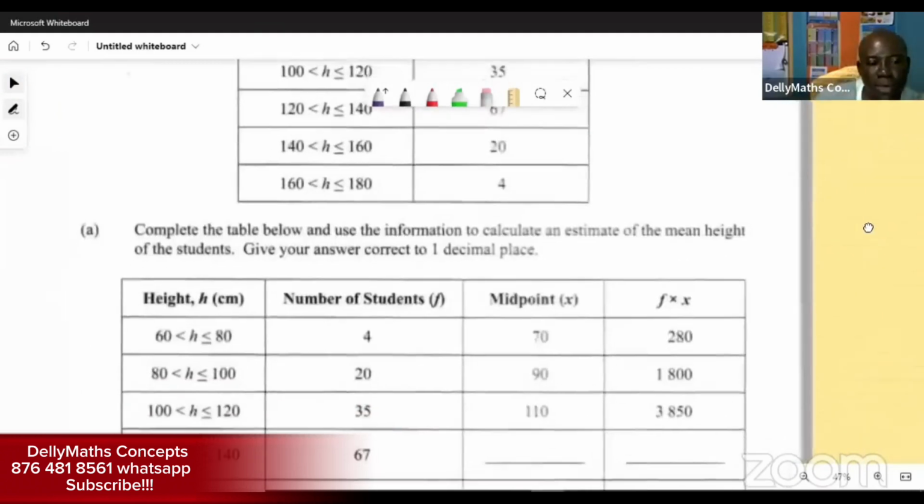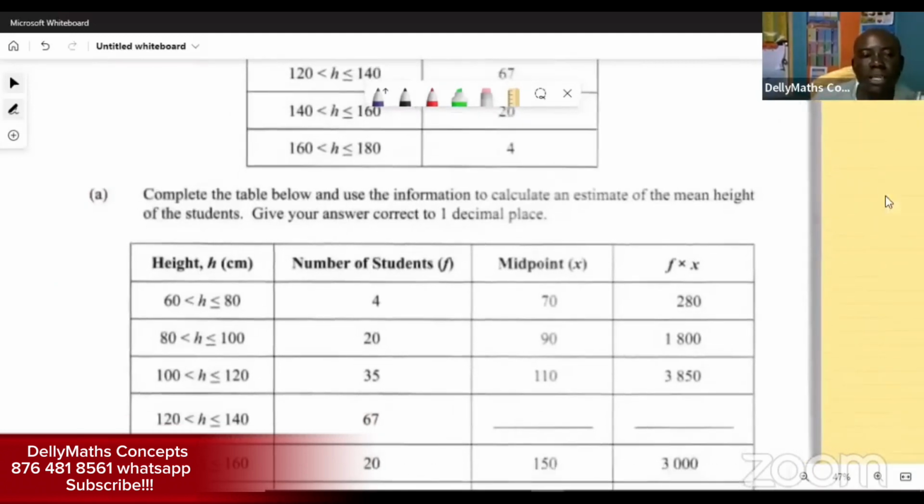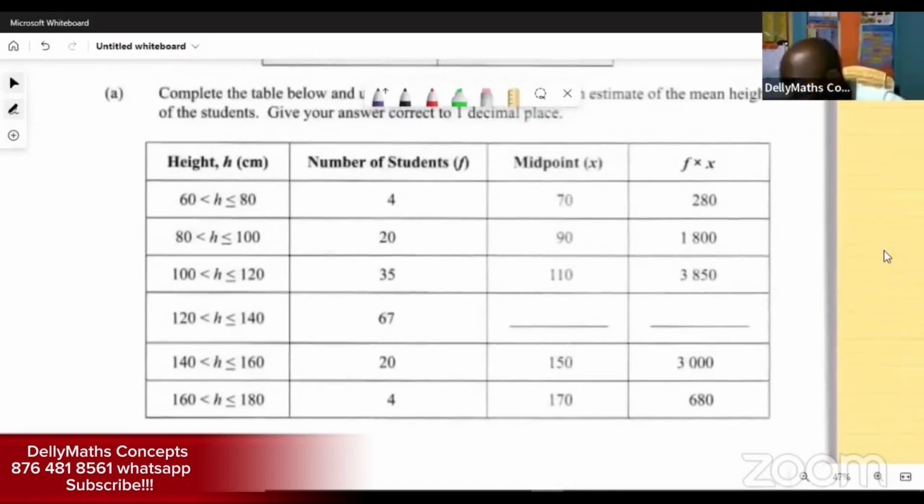Let's jump to the table and see what we could do. It says, complete the table below and use the information to calculate an estimate of the mean. So we're going to be dealing with some mean here. The mean height, and give your answer to 1 dp. Well, this is actually one of the easiest mean questions they had asked, because they work out the problem for you already. They did all the calculations and they left 2 empty spots to be filled, just one here and another one here. So because we have 2 empty spots to be filled, we're going to do it.